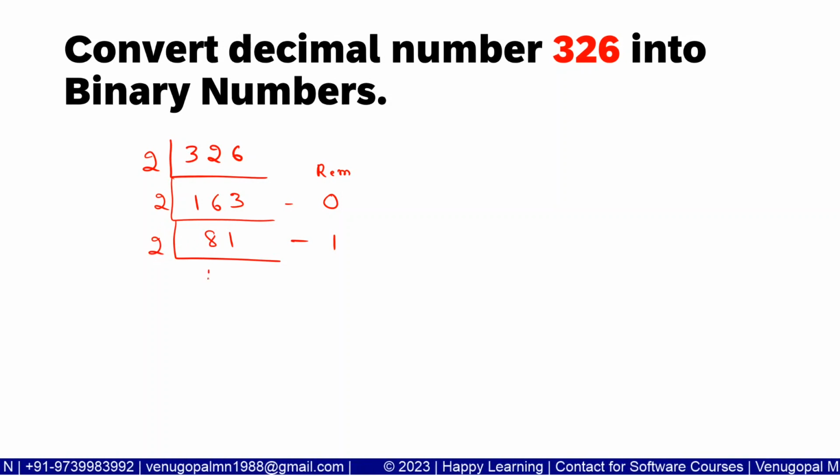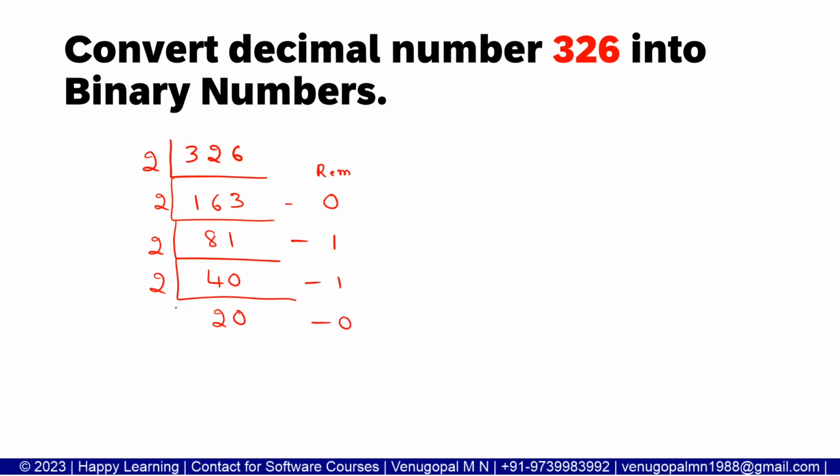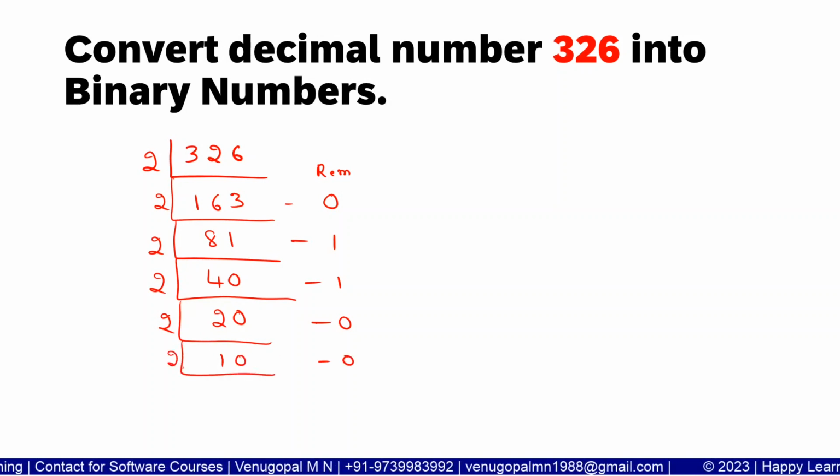The quotient is non-zero. Repeat the process. 2 4s are 8. Remainder is 1 because we cannot divide 2 by 1. 1 is less than 2. So now 2 2s are 4. Write 0. The remainder is 0. 2 1s are 2. Remainder is 0. The quotient is 10, so you have to repeat the process. 2 5s are 10. Remainder is 0. Now divide 5 by 2 again. 2 2s are 4. Remainder is 1.